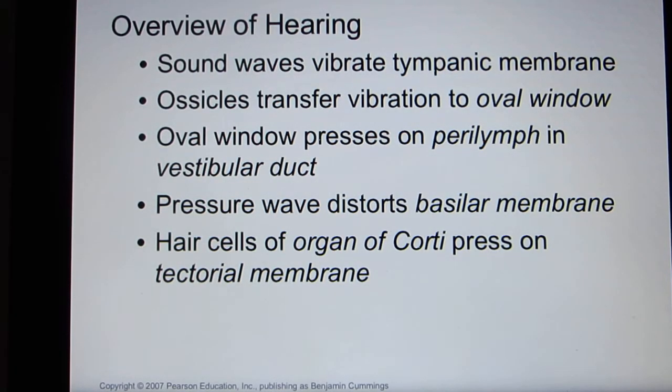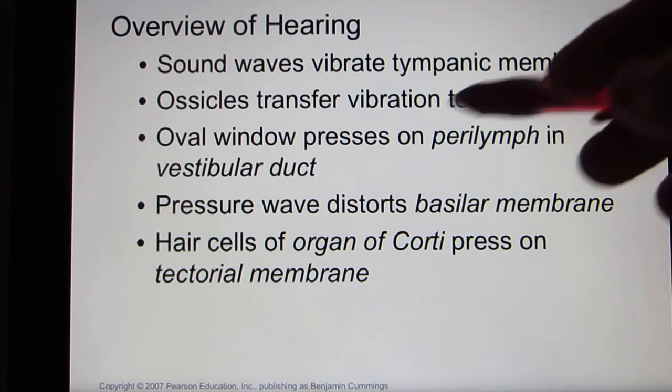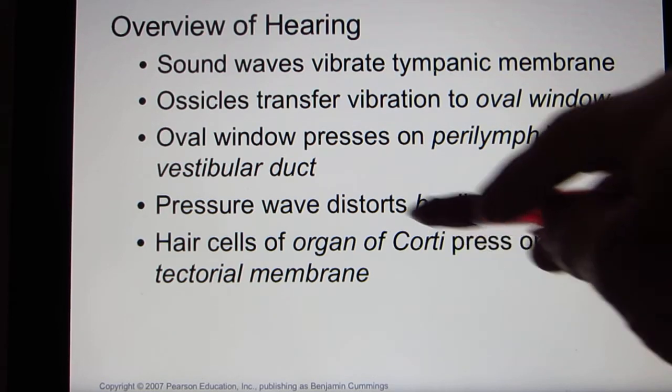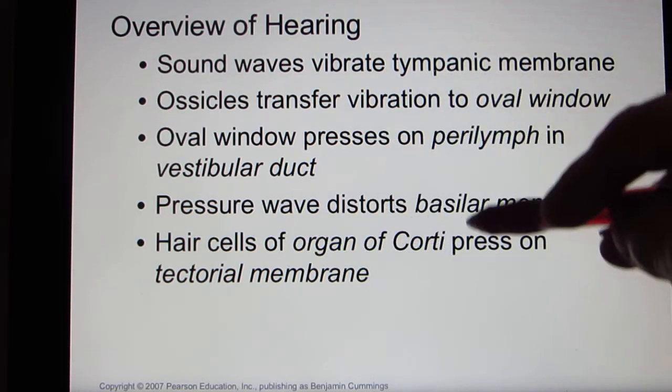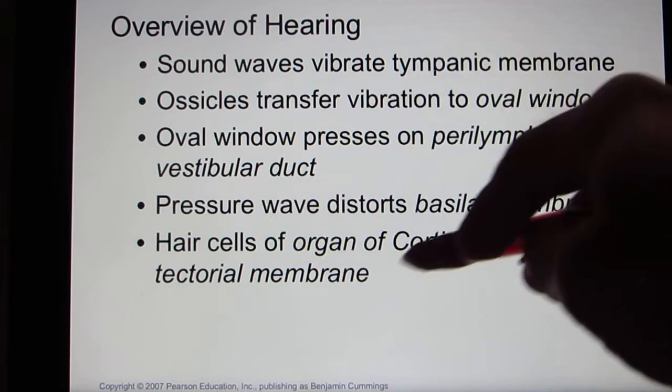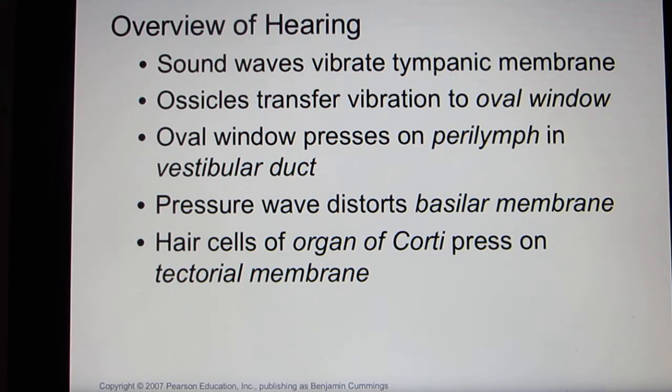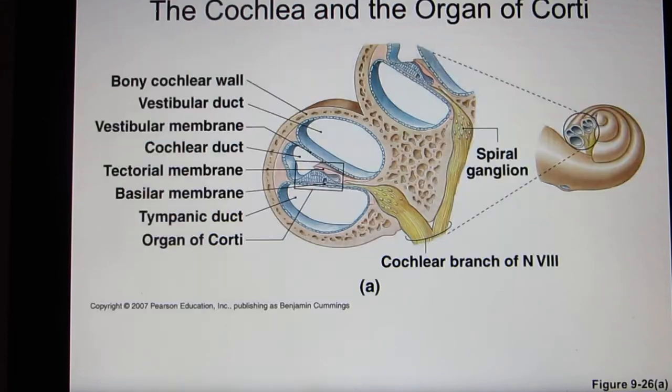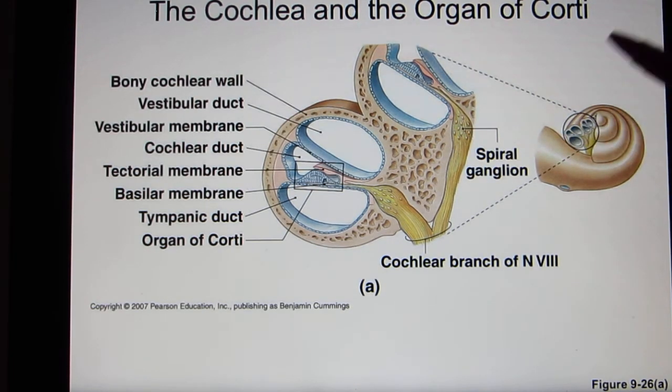Okay, the functions. The function is for auditory, and especially in the cochlea part, the structure called the organ of Corti. The organ of Corti is like the retina in the eye. So now let's look at the cochlea. That's the cochlea. We cut it.